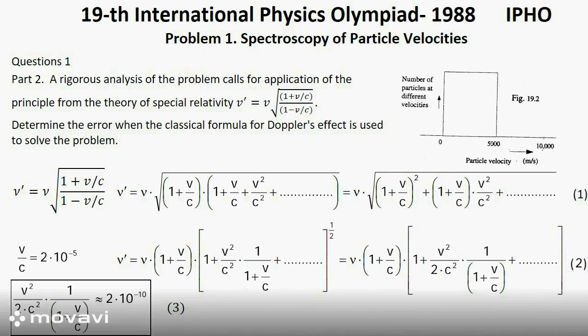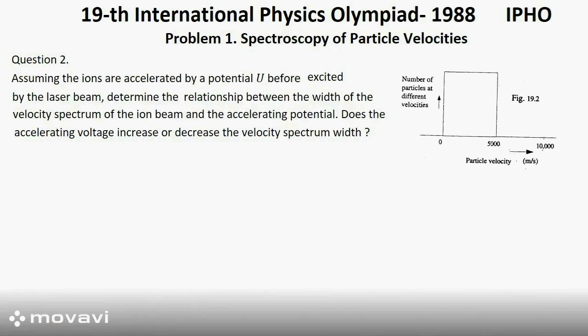The error in the application of the classical formula for the Doppler effect, however, is of the order of the factor 2 times 10 to the power negative 10. This means that the classical formula for the Doppler effect can be used to analyze the problem without losing accuracy. That was the solution to part 2 of question 1.